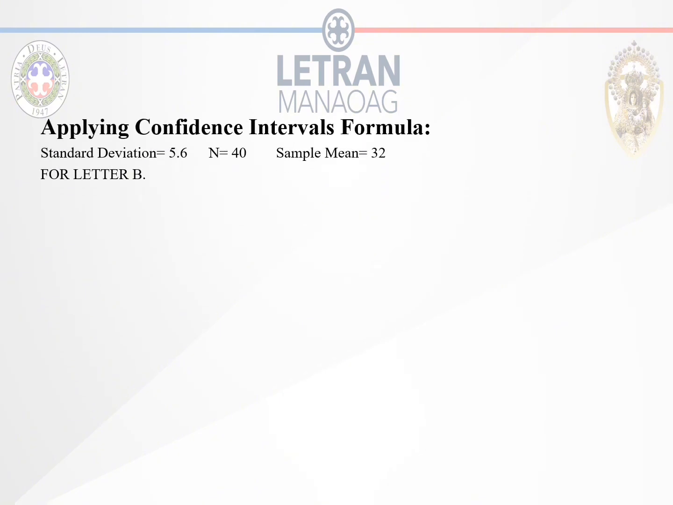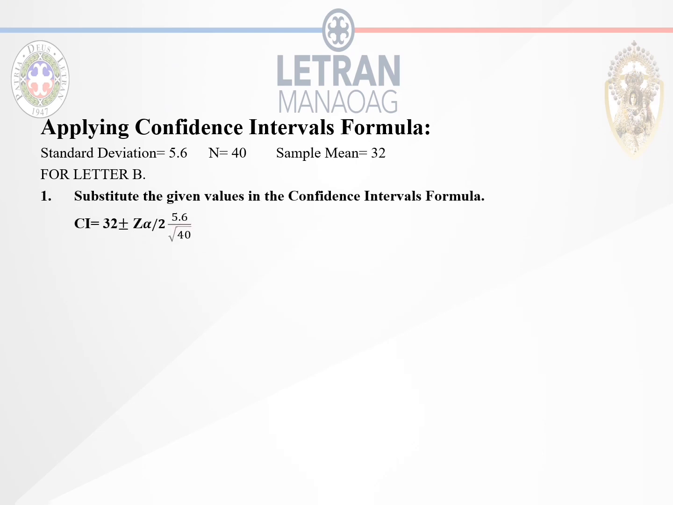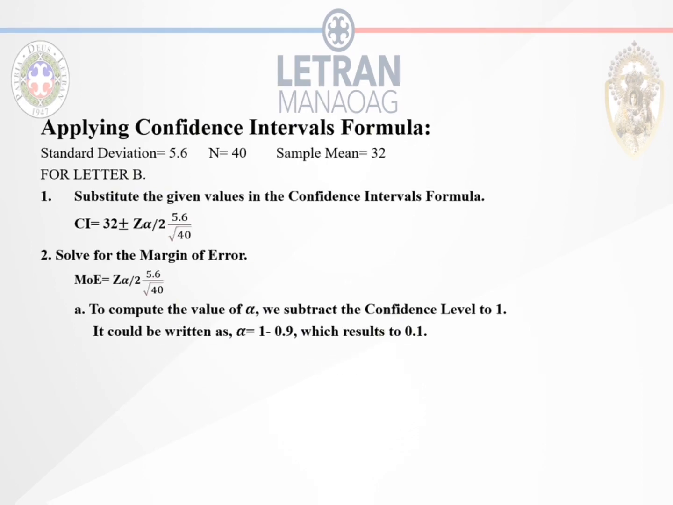Let us now solve for the letter B. Just like what we did on letter A, we will first substitute the given values to the formula, which will give us confidence interval is equal to 32 plus or minus z alpha divided by 2, and multiplied by the quantity of 5.6 divided by the square root of 40. In order to complete the formula of the margin of error, we have to solve first for the alpha by subtracting 90% from 1, expressed as 1 minus 0.90, which results to 0.1. Then we divide it by 2, which will give us 0.05.